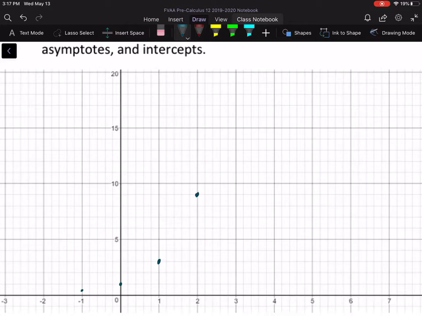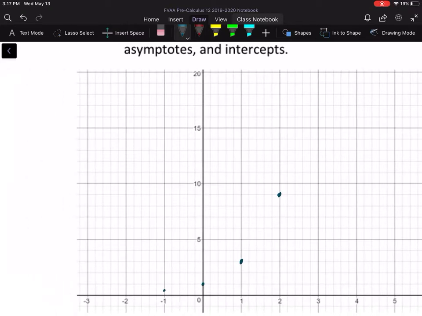And then the next one is off the charts. So this line kind of comes up along here, and then curves upwards, just like that.